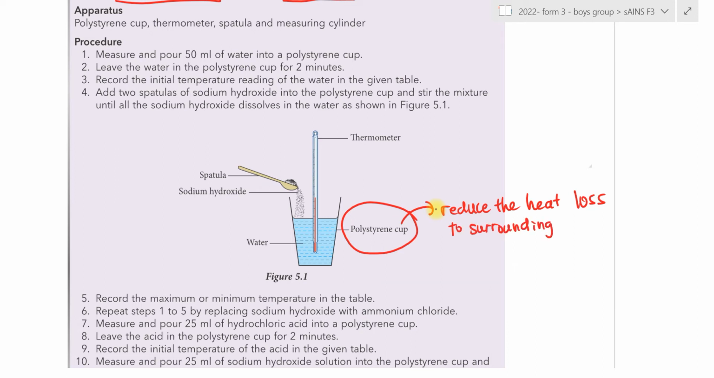By that, this can increase the accuracy of the experiment. Because sometimes when we do this experiment, heat can be lost to the surrounding quickly. So you don't use other cups, use the polystyrene cup.